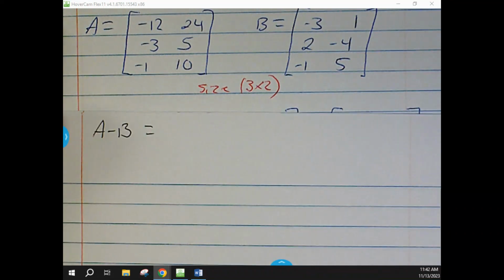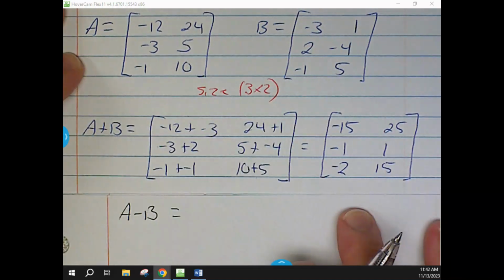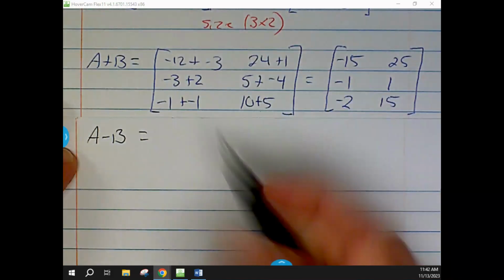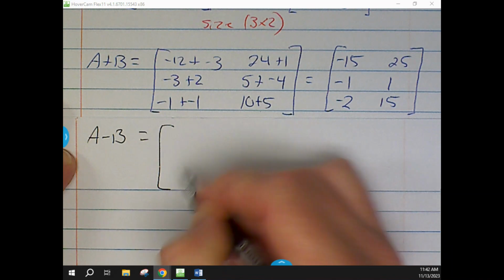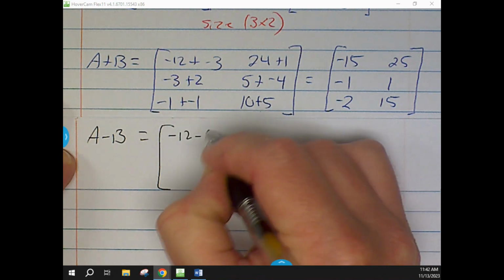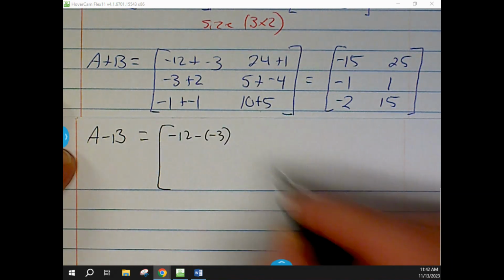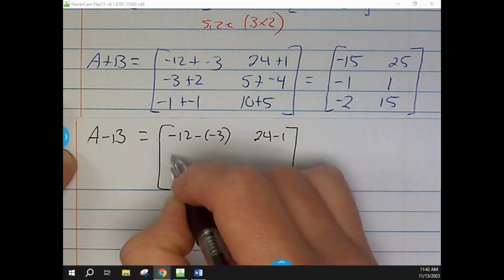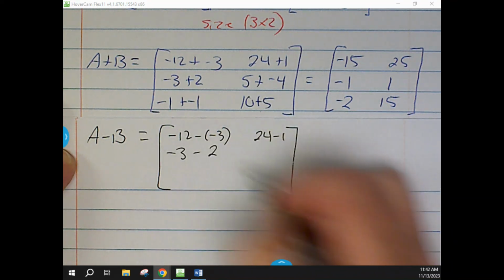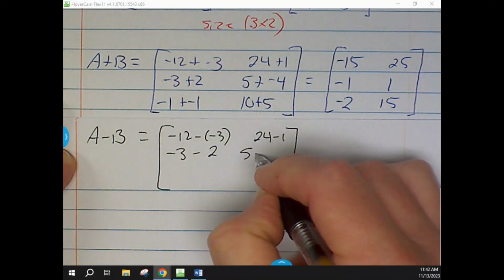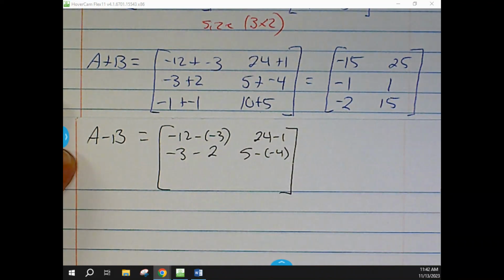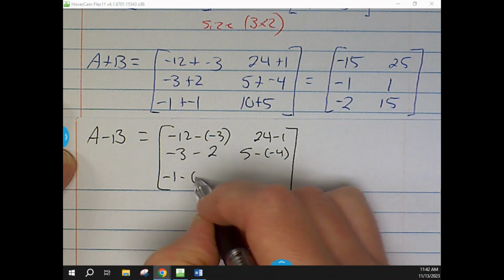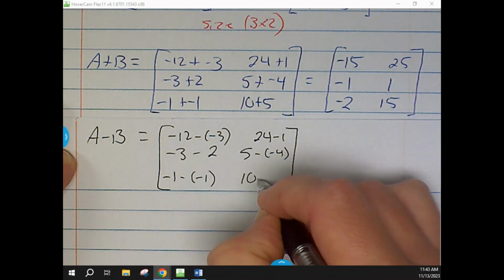Okay, A minus B, exact same thing that we had here, but where we've got a plus in the middle, basically we're just going to need a minus in the middle. So it's negative 12 minus negative 3. It's 24 minus 1. It's negative 3 minus 2. It's 5 minus negative 4. It's negative 1 minus negative 1, and then it's 10 minus 5.